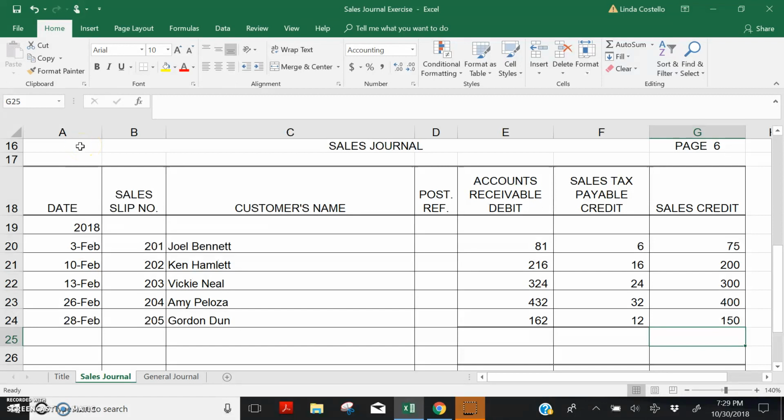Once the sales journal is complete, we need to calculate the totals for the accounts receivable debit column, the sales tax payable credit column, and the sales credit column. The date should be the last day of the month, February 28th. Put the word totals in the customer name column and sum or add up the debit column and the two credit columns.